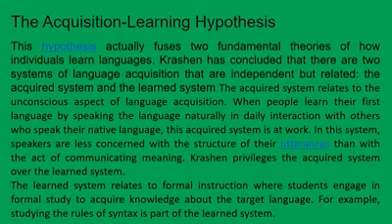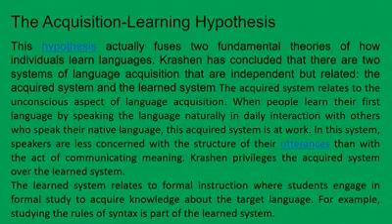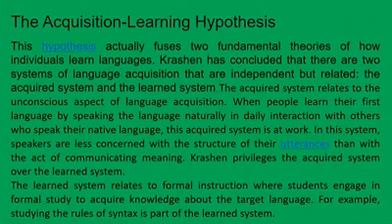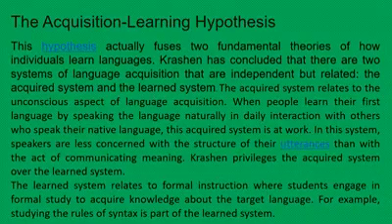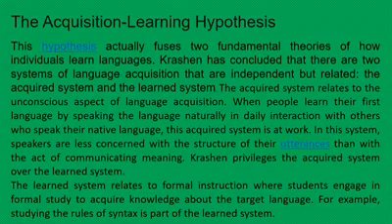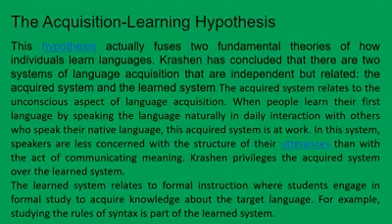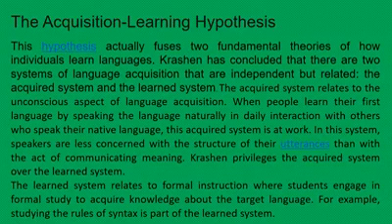The acquisition learning hypothesis. This hypothesis actually fuses 2 fundamental theories of how individuals learn languages. Krashen has concluded that there are 2 systems of language acquisition that are independent but related: the acquired system and the learned system. The acquired system relates to the unconscious aspect of language acquisition when people learn their first language by speaking the language naturally in daily interaction with others who speak their native language.